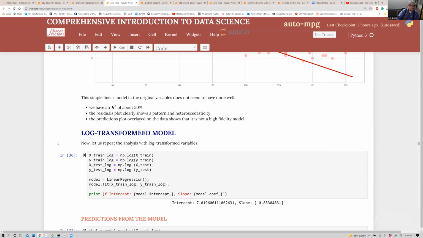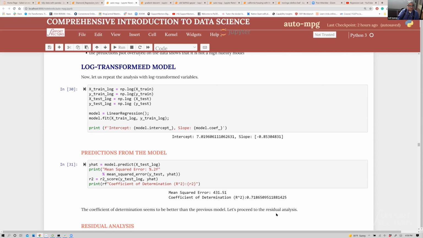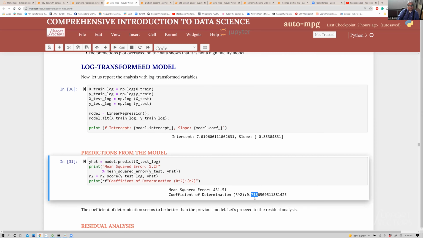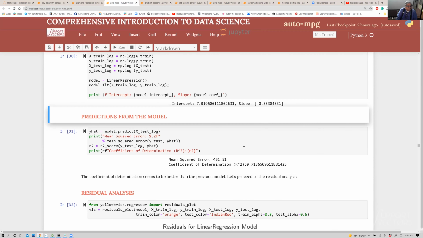So now let's try the log transform, the way I mentioned. Take the log of these two, and repeat the analysis. Your R squared went to 72%, 71.8. So from 55, 56, you go to 72. Would you consider that a huge improvement? Definitely. In business, in real life, that would be considered a huge improvement in terms of real value. So it's a much better thing.